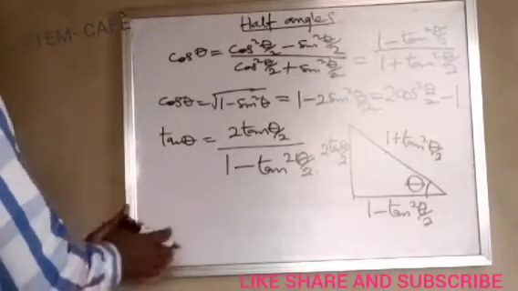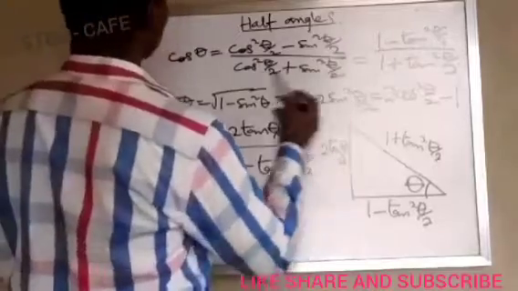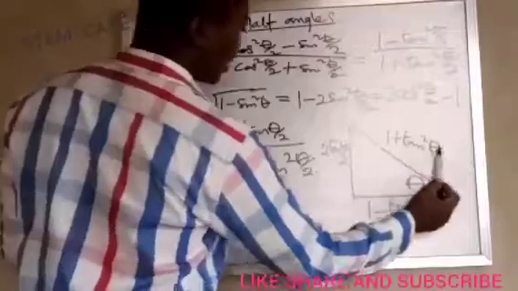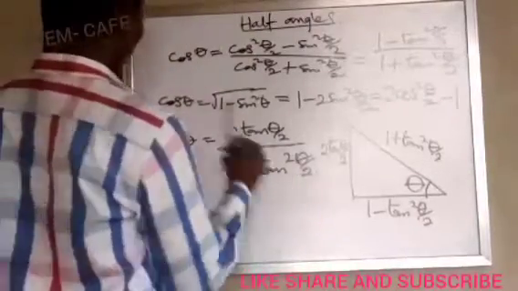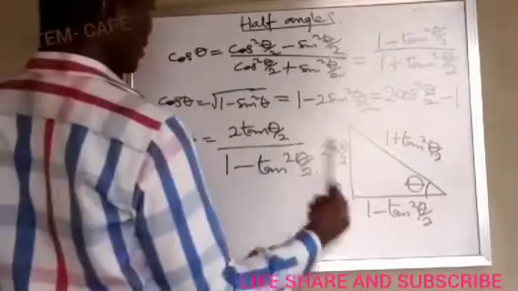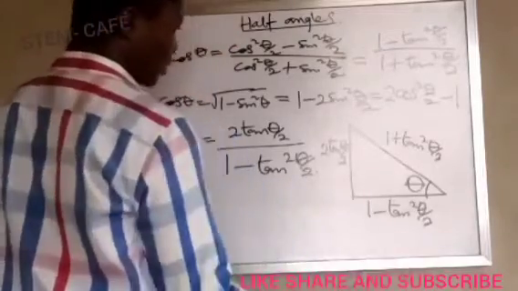So if you have cos theta, it's going to be 1 minus tan square theta over 2 over 1 plus tan square theta over 2. That's cos theta. Sin theta is 2 tan theta over 2 over 1 plus tan square theta over 2. And tan theta is 2 tan theta over 2 over 1 minus tan square theta over 2.